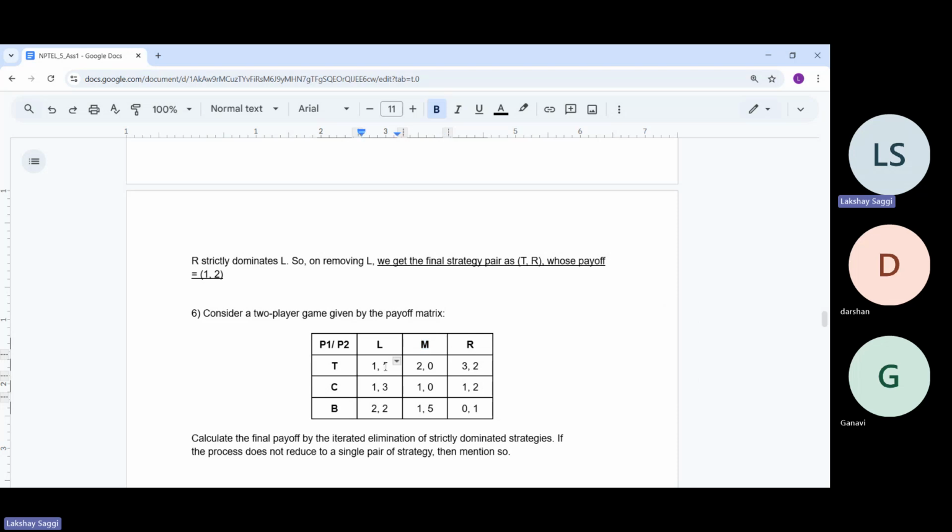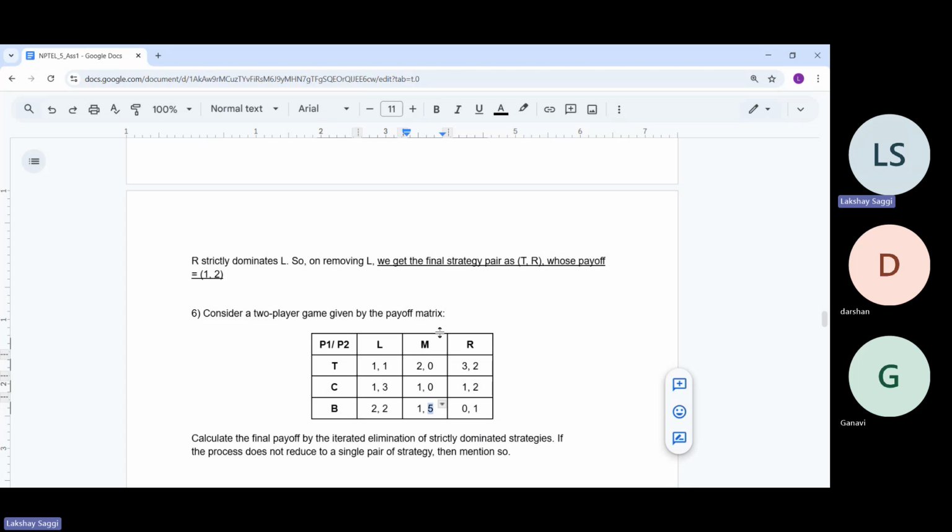If the row player played T, then L gives the column player a payoff of 1, whereas M gives a payoff of 0. So L is better than M if the row player played T. Similarly, if the row player played C, then L gives a payoff of 3 and M gives 0. So 3 is greater than 0, and again L is better than M. But if the row player played B, then on L the column player gets a payoff of 2 and on M gets a payoff of 5. So here 5 is greater than 2, and M is a better strategy than L.